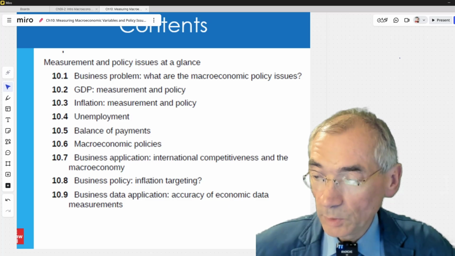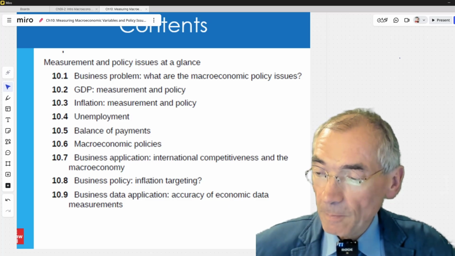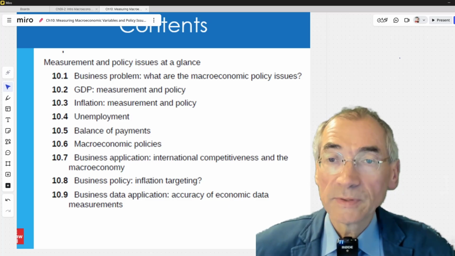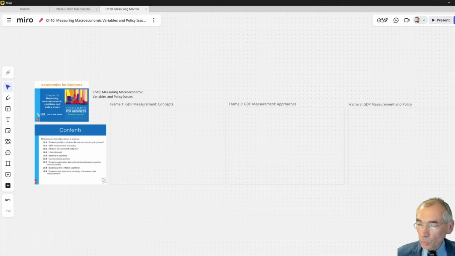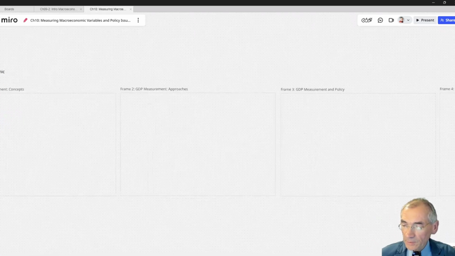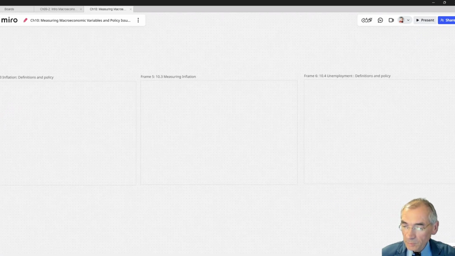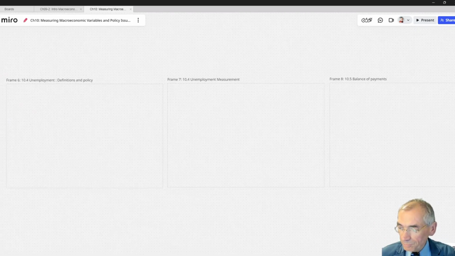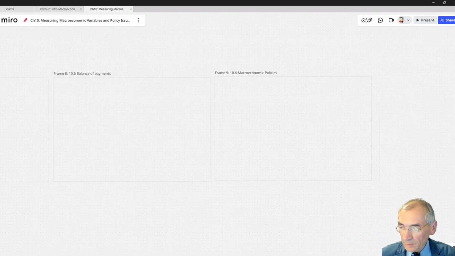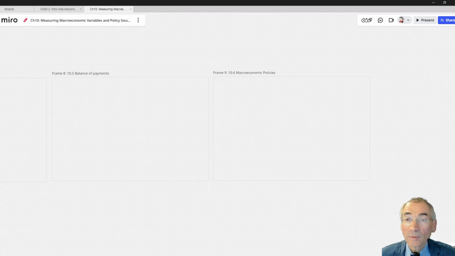And when you check our Miro board, you will see that it's also really large. Normally we fill 2 or 3 frames, and here you can see frames 1 to 3 about GDP, 4, 5 about inflation, 6, 7 about unemployment, and then 2 frames about the balance of payments and macroeconomic policy.